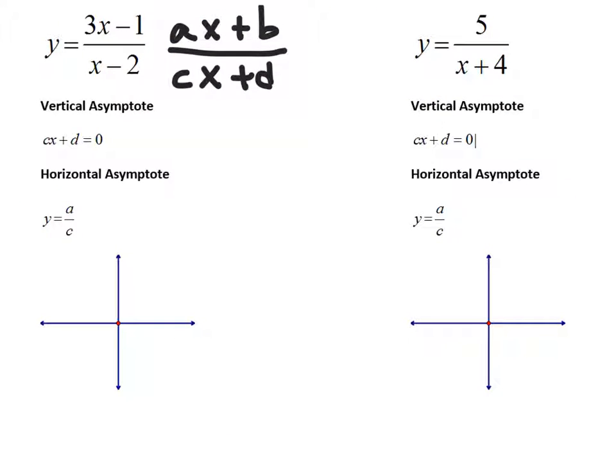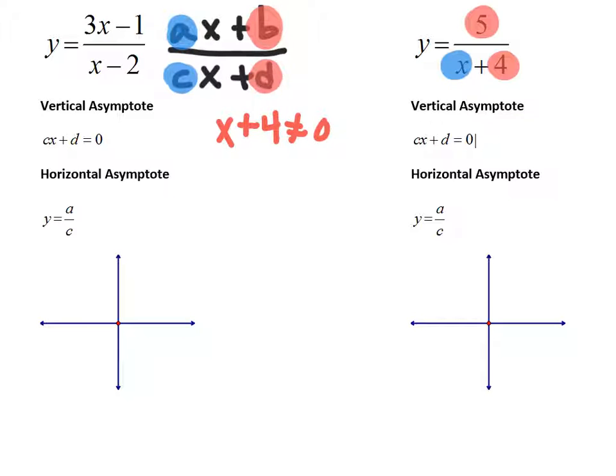So likewise, our a is here, which in this case we don't have an a value. Our b value, the constant, is the 5. Notice there's no a value. There's nothing times x in that top group. Our c value is here at 1, and our d value is here at 4. So again, if we were to solve for when that denominator, when that x plus 4 cannot equal 0, we would find out it would be at -4. So again, x cannot equal this -4 line.